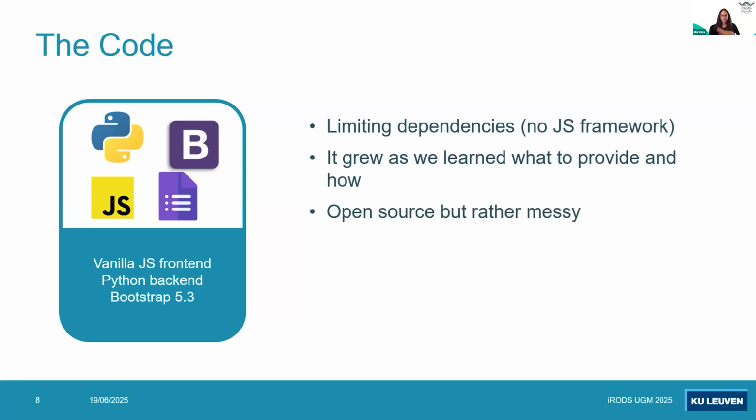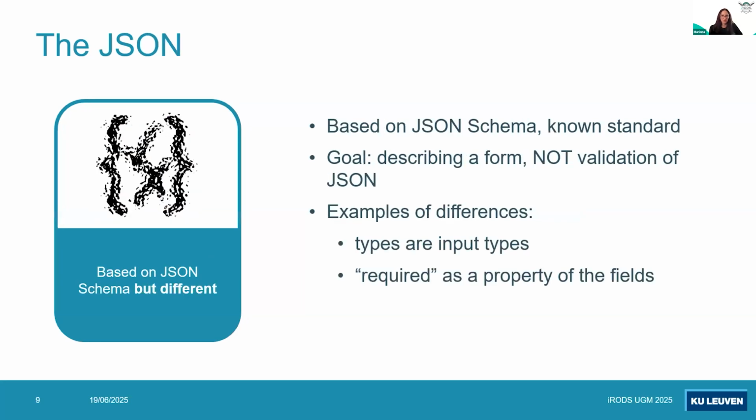We have a Python backend and use Bootstrap 5.3, which is quite okay. This started with the idea of using JSON schema to store the files describing the schema, but it was not ideal for our purposes because what we wanted to do was describe a form, not validate JSON. We were not using JSON, it was just AVUs. So we made some adjustments to JSON schemas. The types of the fields were going to be the input types, which are not the same kind of types that JSON schema used, and required is a property of a field instead of a property of the schema.